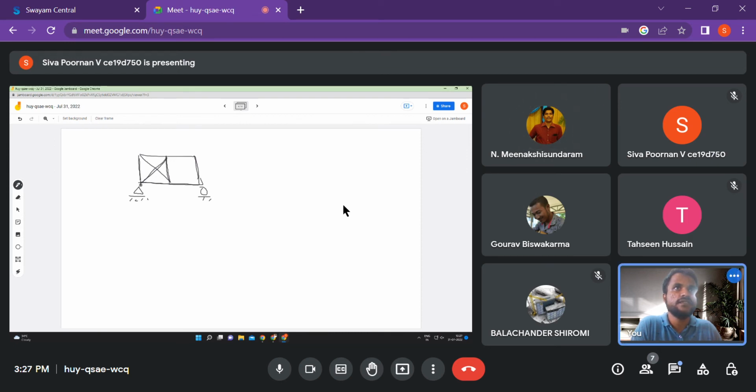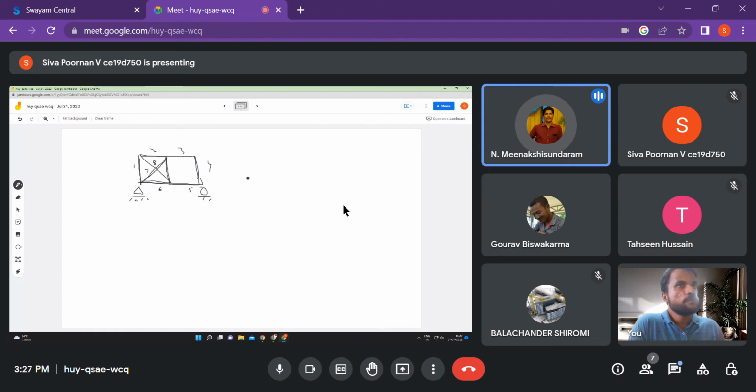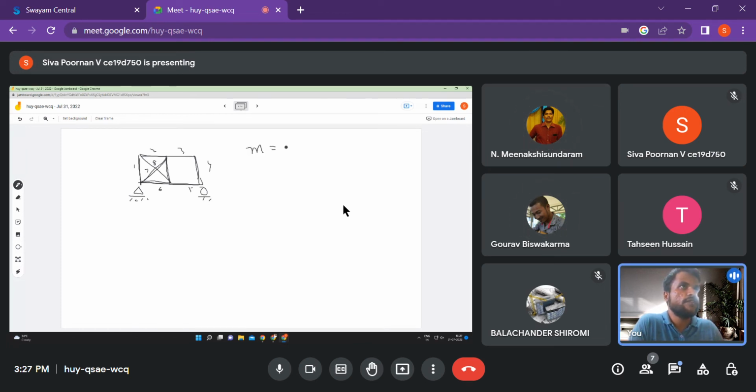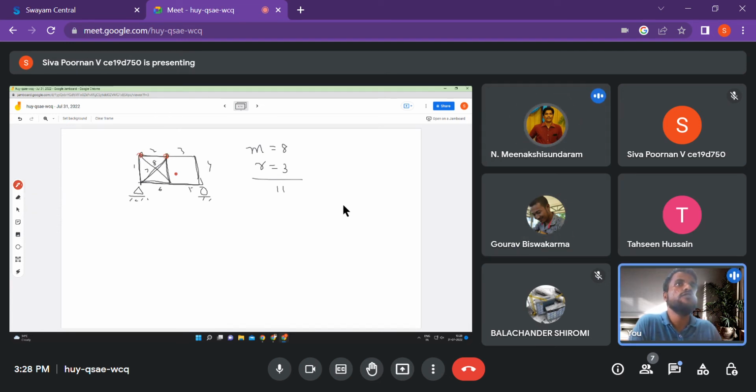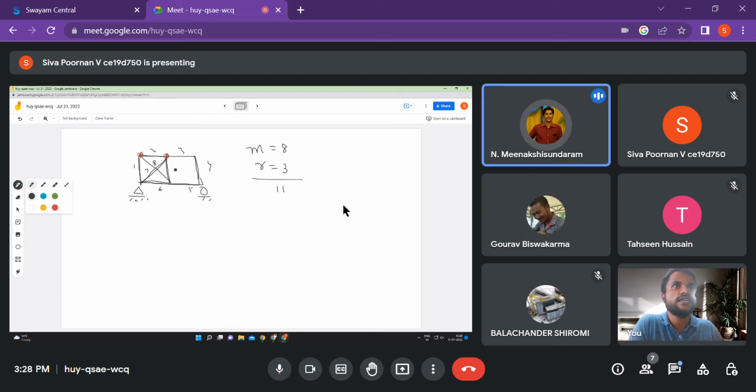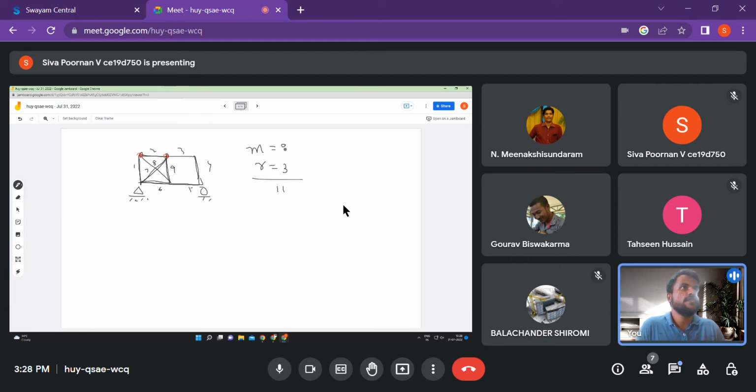How many members are there here? 1, 2, 3, 4, 5, 6, 8, right? Or 9? Yeah, m equal to 8. Good. And then what are the unknowns? R is again 3 only. Yes. So m plus r is going to be 11. And what is 2j? How many joints are there? Oh, yeah, there is one more. Yes. Sorry, I left a member here. You're right. So 9 plus 3 is 12.